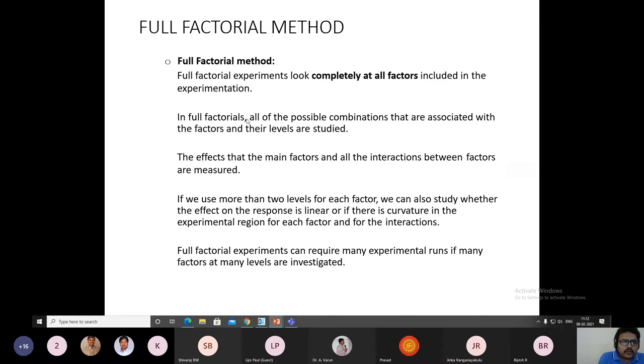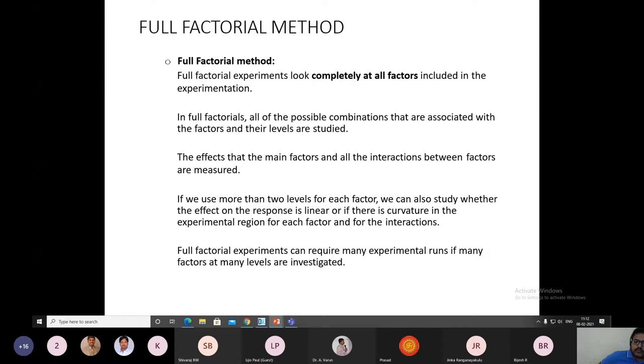So in full factorials, all of the possible combinations associated with the factors and their levels are studied. So the effect of the main factors and all the interactions between factors are measured. If we use more than 2 levels for each factor, we can also study whether the response is linear or if there is curvature in the experimental region for each factor and for the interactions. So this point is to be noted down.